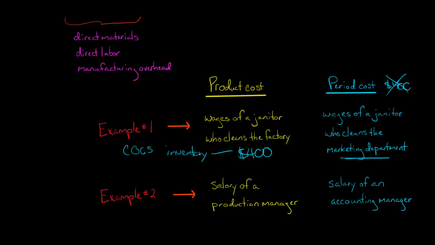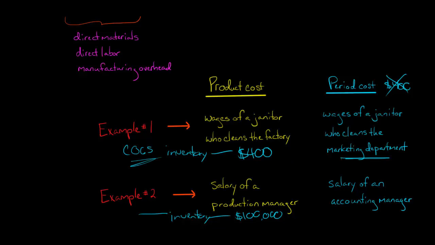Another example would be if we have at Tesla a production manager, and let's say that they're getting paid $100,000 a year. So that salary is going to be a product cost. This is a product cost because they are the production manager. They're in charge of overseeing production. This obviously has to do with manufacturing. So this cost is going to end up in inventory. It's going to get attached to the products. That's why product costs are also called inventoriable costs. And then eventually, when the product is sold, it's going to go to cost of goods sold.